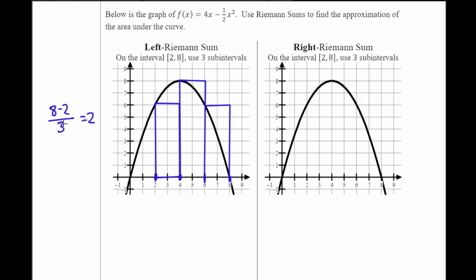So now to do the math, find the area of each rectangle. The first rectangle is base times height, or length times width. The base here is 2 multiplied by the height. This looks like 6, but since we have the function, we can plug in 2 into the function to get our height. That's represented by f of 2, because this height here is just f of 2. Plus the second rectangle, which is 2 times f of 4. The third rectangle is 2 times f of 6.